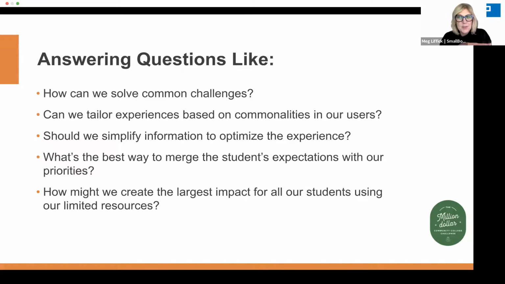During this phase, you and your team will be answering questions like these. How can we solve common challenges that we're seeing? How can we tailor experiences based on commonalities in our users, based on Rachel, based on Fiona? Should we simplify information to optimize the experience? What's the best way to merge the students' expectations with our priorities and our needs and our challenges? And how might we create the largest impact for all of our students using our limited resources?